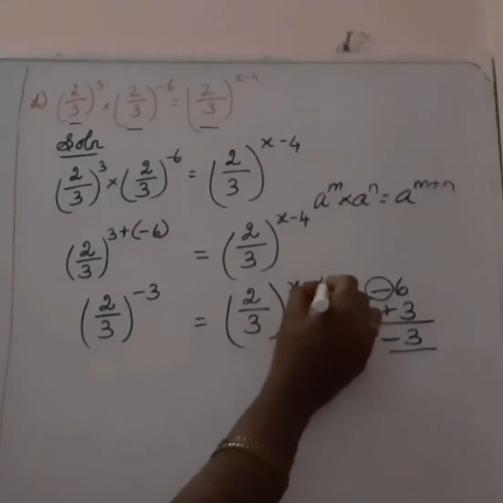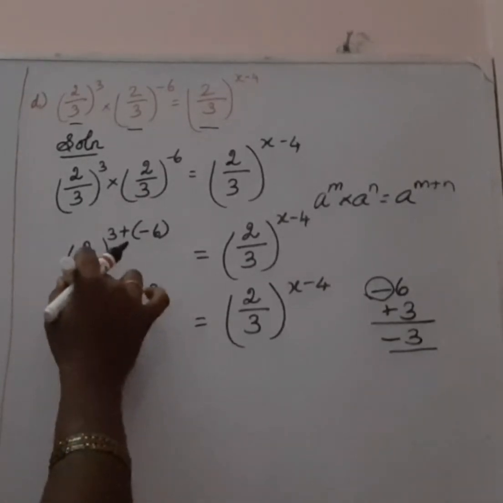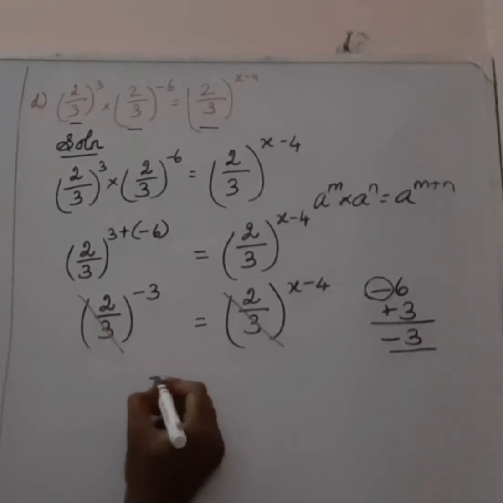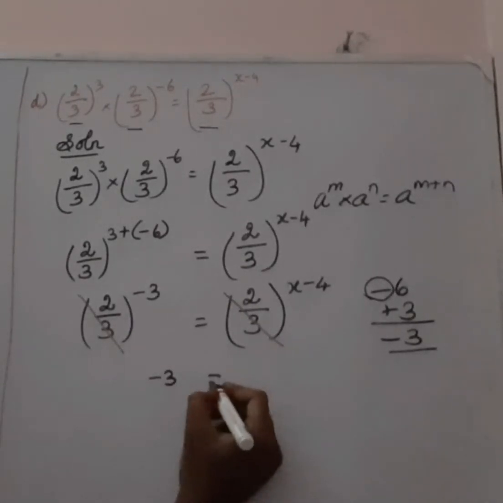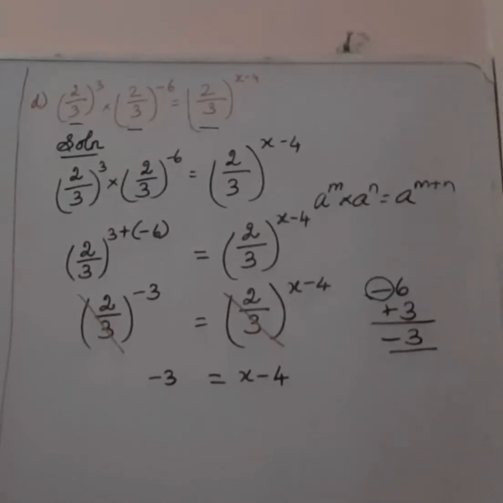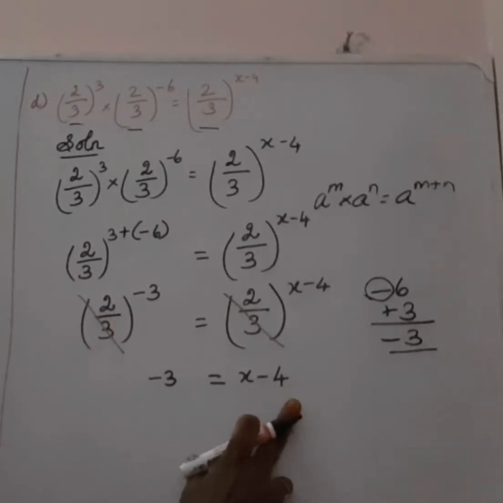power x minus 4. Now see here, the bases are the same, isn't it? Only the powers are different. So cancel these two bases. So what do we get now here? Minus 3 is equal to x minus 4, because here we want to equate the powers. So minus 3 equals x minus 4.